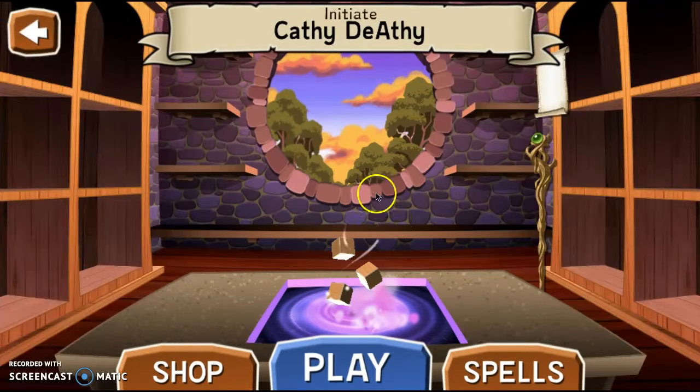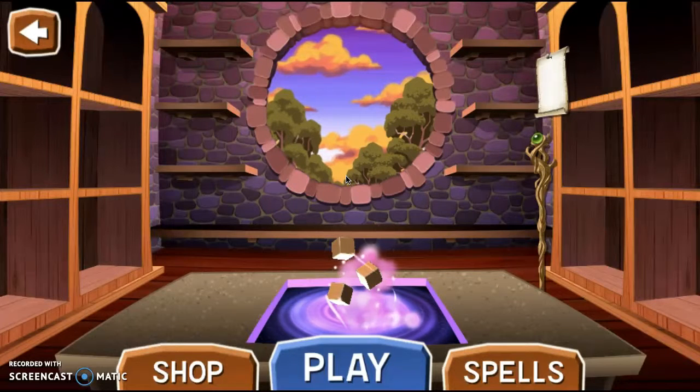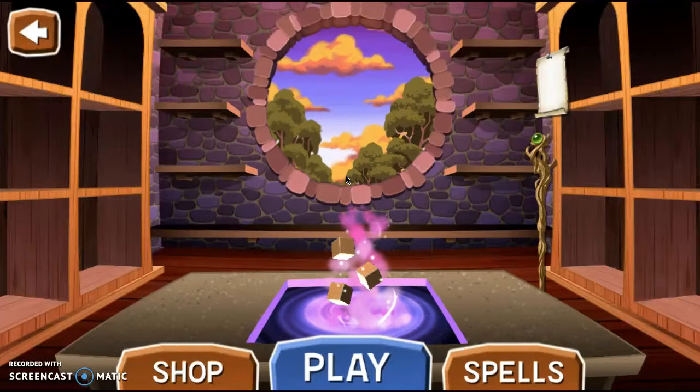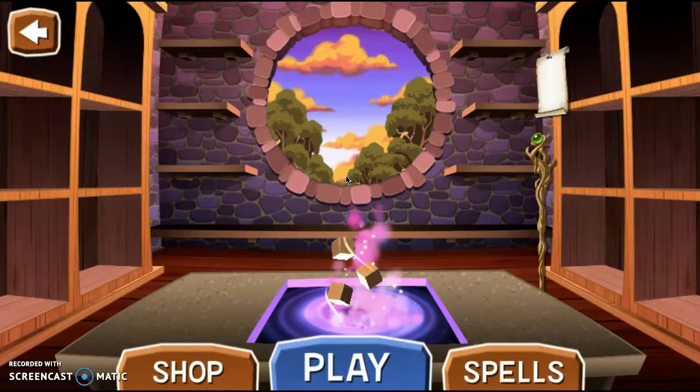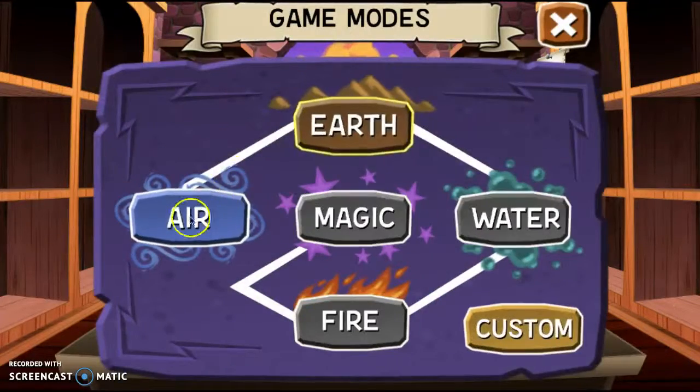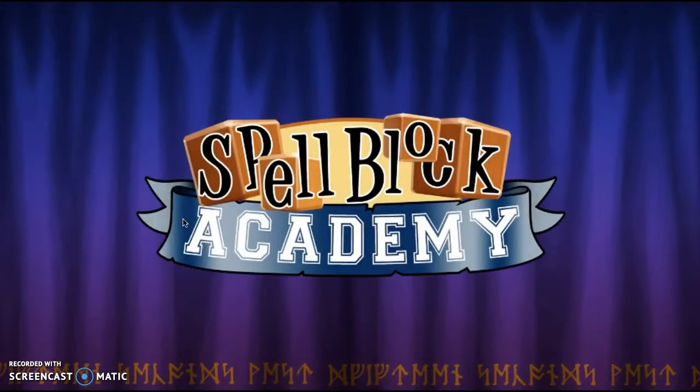It opens up to the front page, where a little wizard comes out and explains that you're in a vortex and you're trying to finish these spelling words, so in the end you can make it to the end of the vortex or further into the vortex. So basically you start on level 1, which is air.